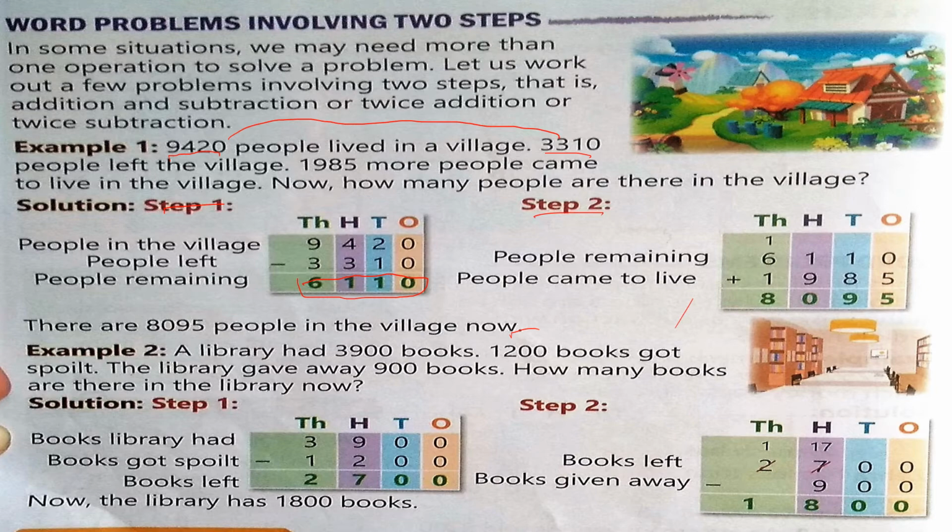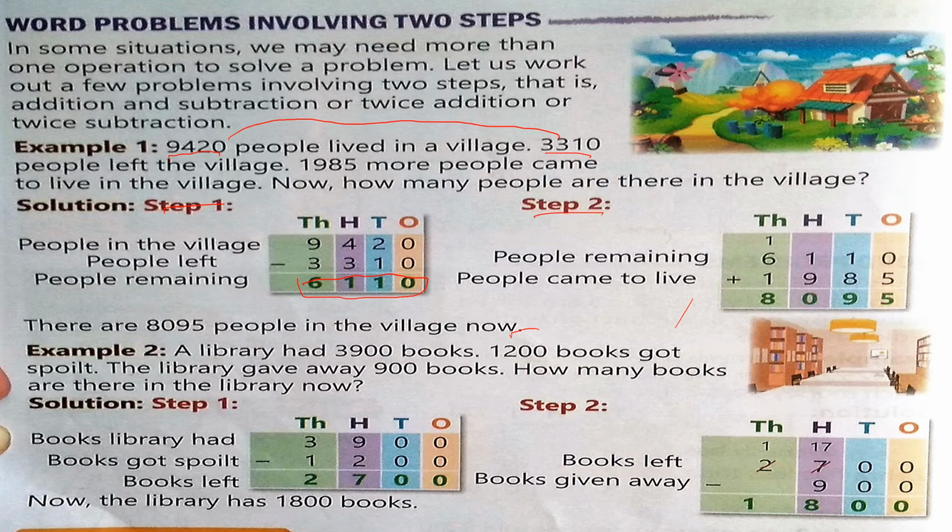Now a library had 3,900 books, 1,200 books got spoiled. Okay, got spoiled means they are useless, no use of those books. Now the library gave away 900 books. How many books are there in the library now? So before it was 3,900 books, out of that 1,200 books are spoiled. So the books the library had, how much?